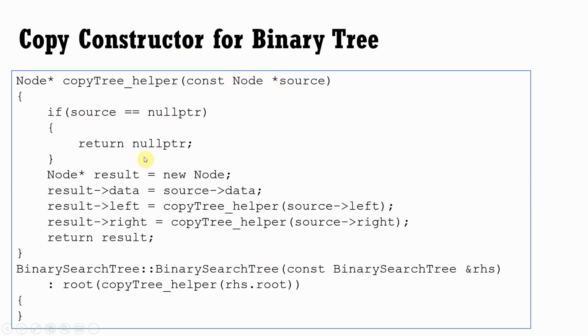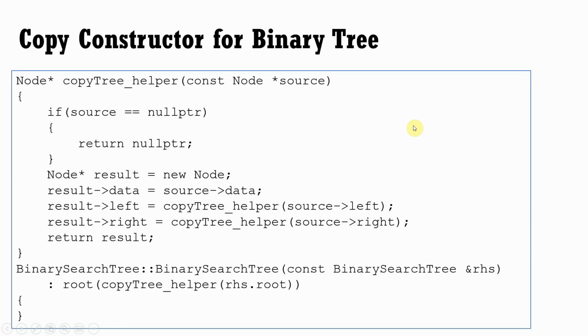So we pass the root of the original tree to this function. Well, if it is null, then we don't have to build anything. If it's not, you see that we allocate a new memory location. We don't just copy the rhs.root into this root. We don't do a shallow copy. We do allocation, and we copy the data part. And again, we do the same thing for the left child and right child recursively.